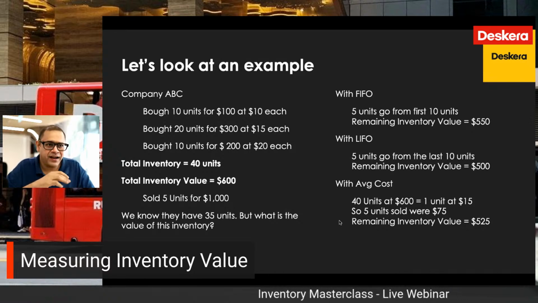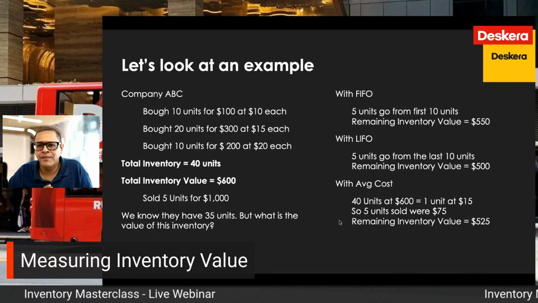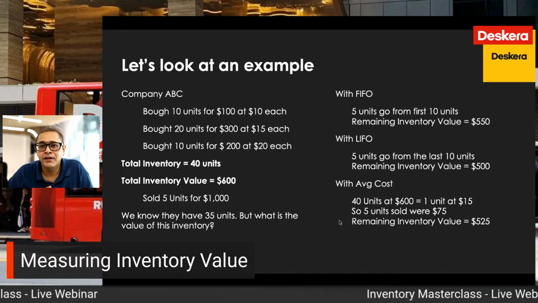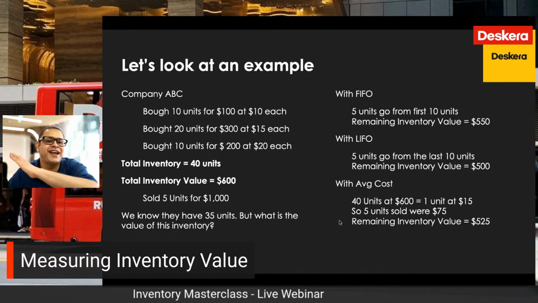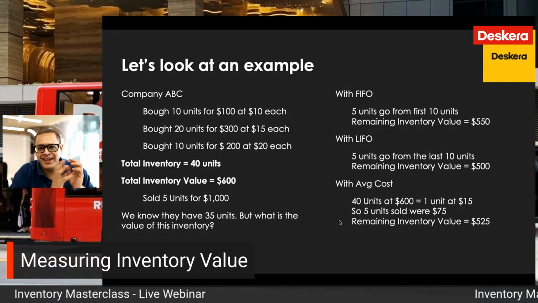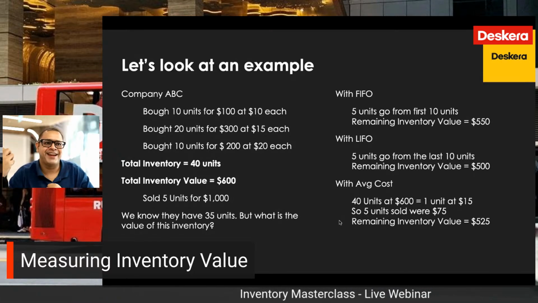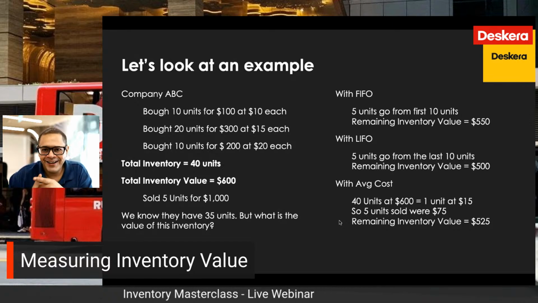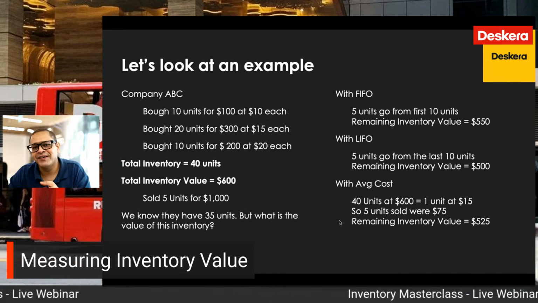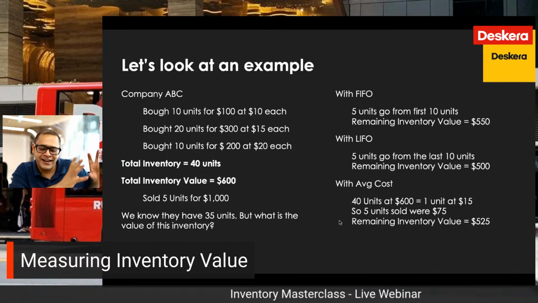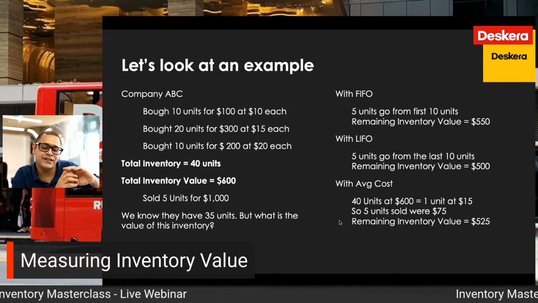Now, the interesting thing here is that, depending, okay, let me put it this way. Price increases over time. That's inflation, right? The value of things or the cost of things is going to increase over time, correct? So now if you want to show more assets in your balance sheet, if you're looking for a higher asset value, then you should go with FIFO.